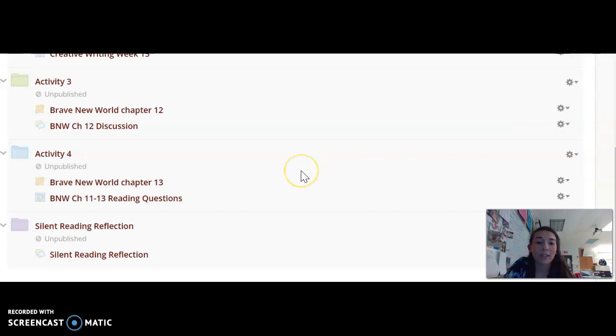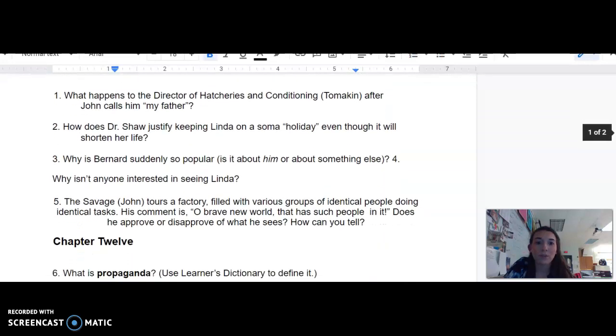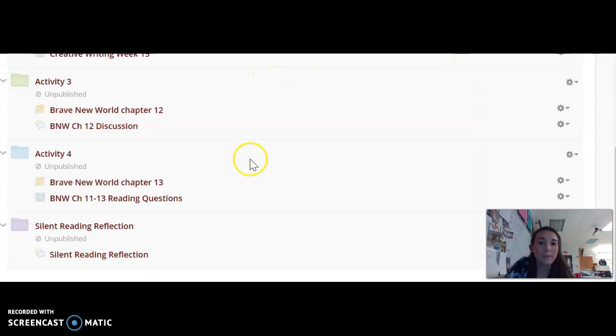And then Activity 4 is Brave New World, Chapter 13. We have reading questions for Chapters 11, 12, and 13 in Activity 4. They look like this, so very similar format to the other chapter reading questions. And then lastly, we have our silent reading reflection.